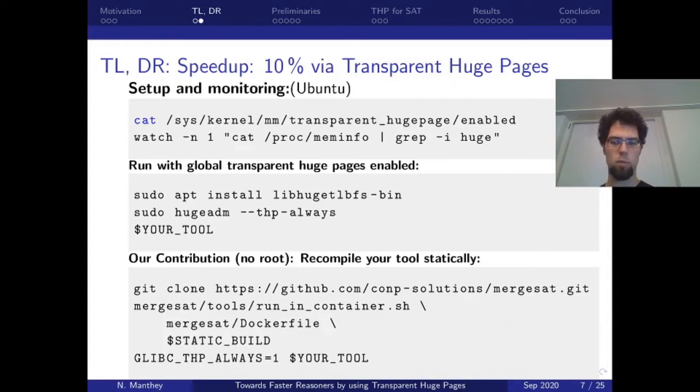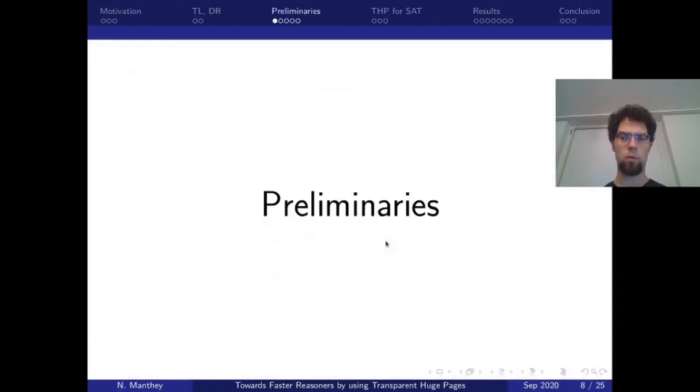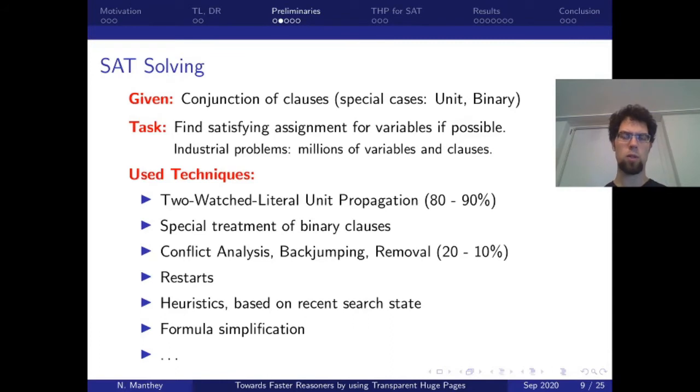of your domain. For the more detailed version, I want to give some preliminaries, afterwards talk about how huge pages are useful to SAT solving, present some results, and finally conclude. So first, what is SAT solving in a nutshell? It's an NP-complete task where, given a conjunction of clauses, one should find a satisfying assignment for all the variables if possible, or return a proof that it's not possible.